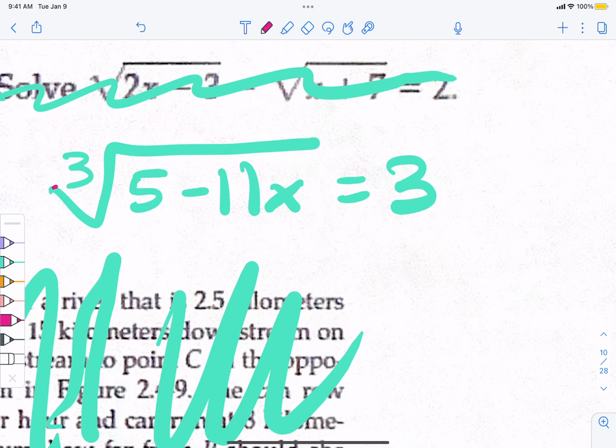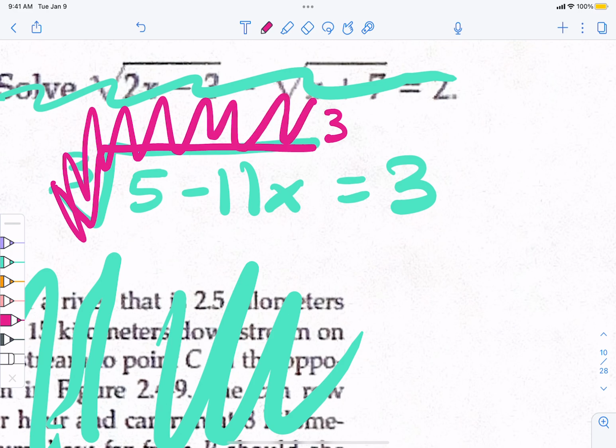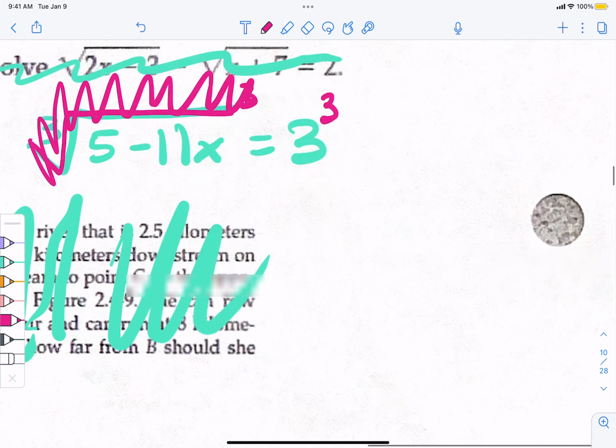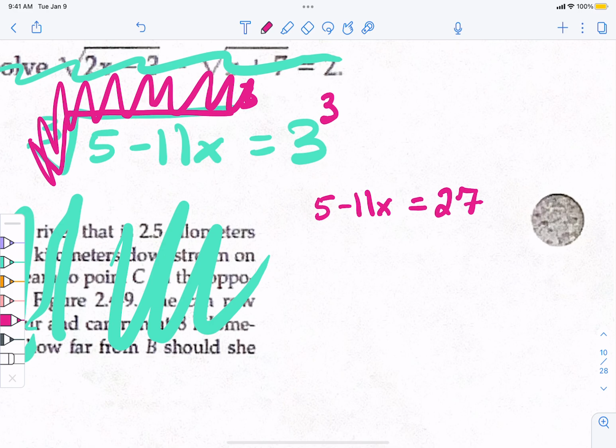How do I get rid of a cubic root? Take it to the third power. Like a square root, I would square it, right? I'm going to take a cubic root. I'm going to take it to the third power because those cancel each other off. But if I take the left side cubed, I have to cube the right side also, right? Okay. So when I do that, 5 minus 11x is just going to fall out of there. What is 3 to the third power? 3 times 3 times 3. 27. Yeah. Okay. And then I just solve from there.